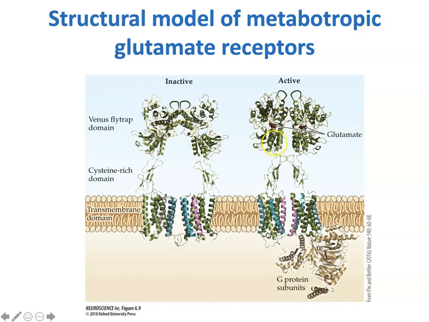Here's the open state, and then when glutamate binds, it sort of closes off as a Venus flytrap would, and that also changes the spacing between the membrane spanning regions, and allows for activation of those proteins inside of the cell that I've been telling you are like a domino effect. So it's a little different structure, but for the most part, you have alpha helices that are spanning the membrane region.